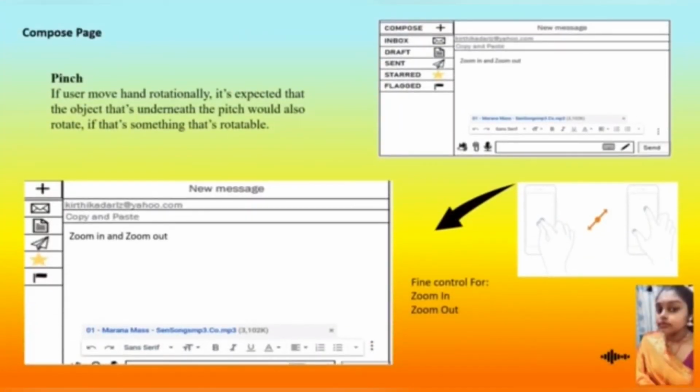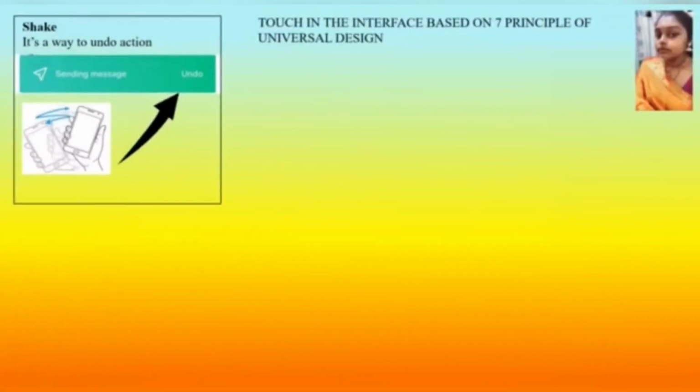Next is pinch. If the user moves rotationally, it's expected that the object underneath the pinch would also rotate, if that's something that's rotatable. And also fine control for zoom in and zoom out as well. So lastly, shake. It is a way to undo an action. For example, if the user wrongly sends a message to someone, the user can shake their phone to undo the action.